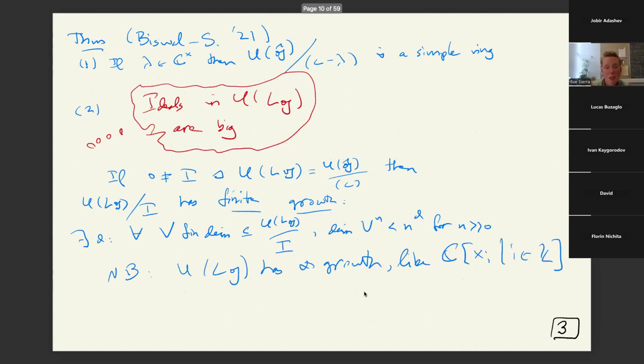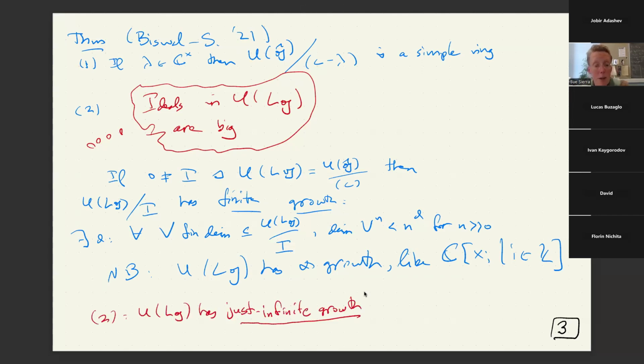And this is interesting because the enveloping algebra of the loop algebra has infinite growth. It looks like a polynomial ring in infinitely many variables, and it's easy to see that if you have a big polynomial ring, then there's no integer d that's going to work for all finite dimensional subspaces. So when I say ideals in U of LG are big, what I mean is that U of LG is a huge algebra with infinite growth, but if I factor out by any ideal, that ideal is so big that it knocks this infinite growth algebra down to finite growth. And in our paper, we say this means that U of LG has just infinite growth. It has infinite growth itself, but any proper factor has finite growth.